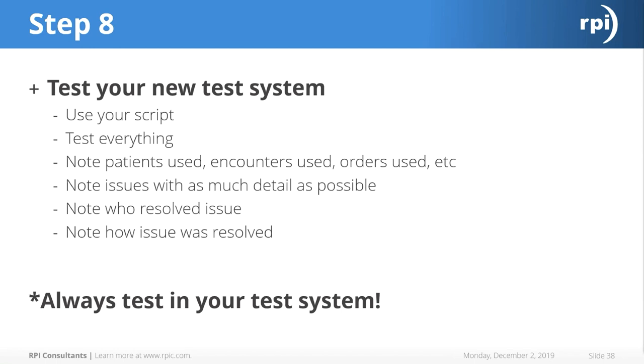Again, these are all really key things to note with as much detail as possible, so that when you do your production upgrade, if you run into the same issue, you have it all documented. You know to go to Ed to fix this problem because he fixed it in test. So it's really important to note these types of things. I know sometimes it takes a while, but it will save you in the long run.